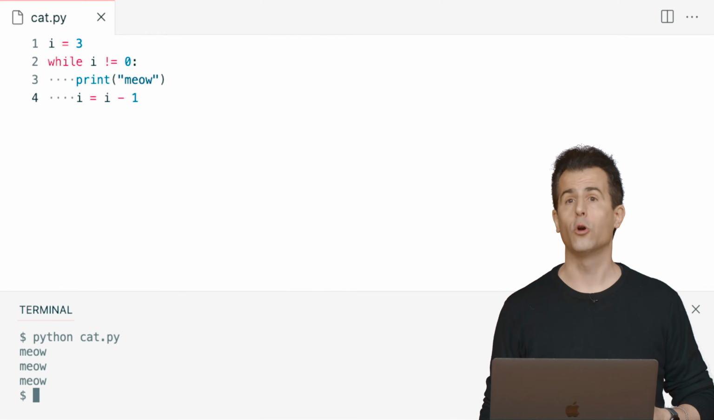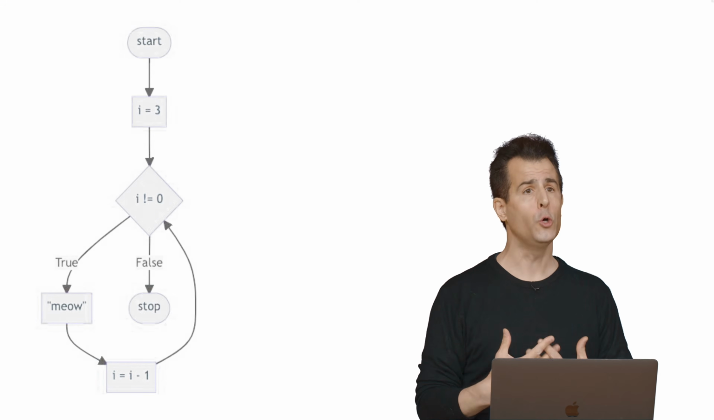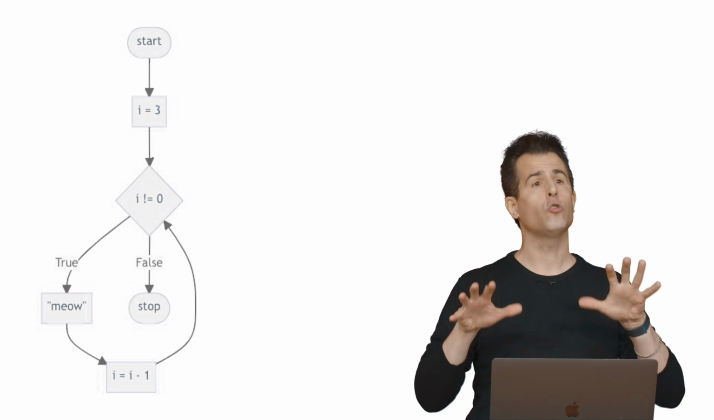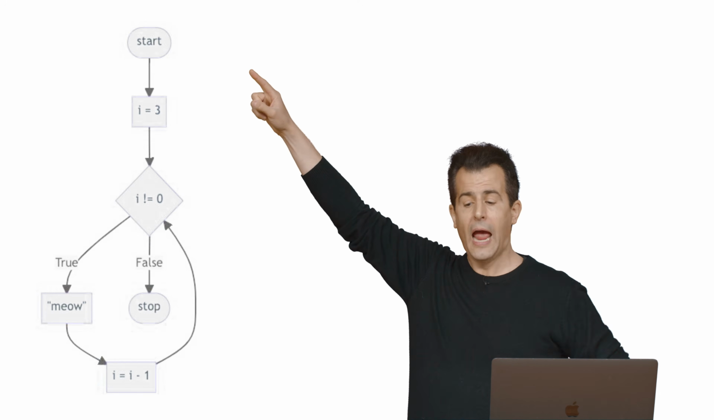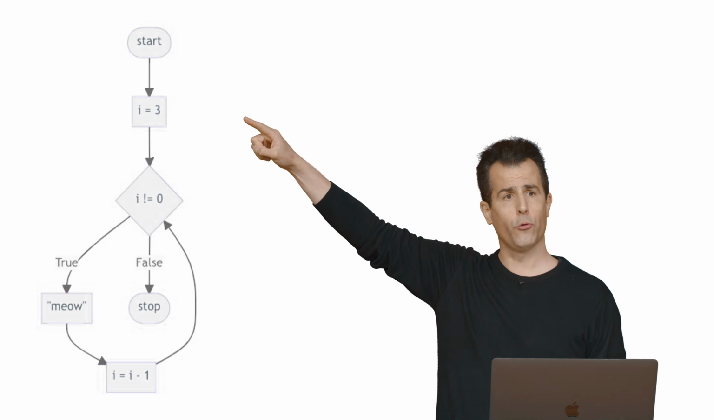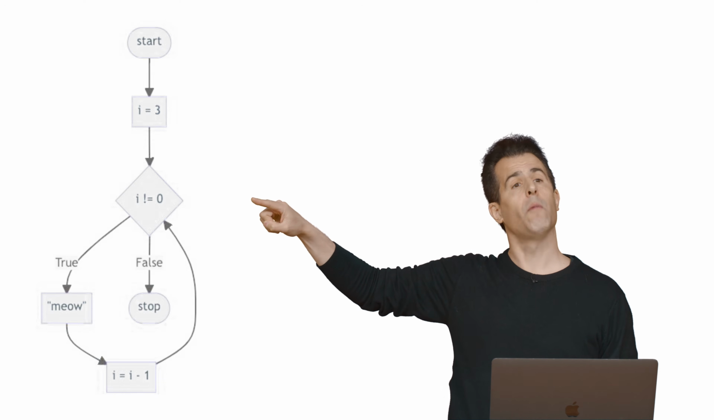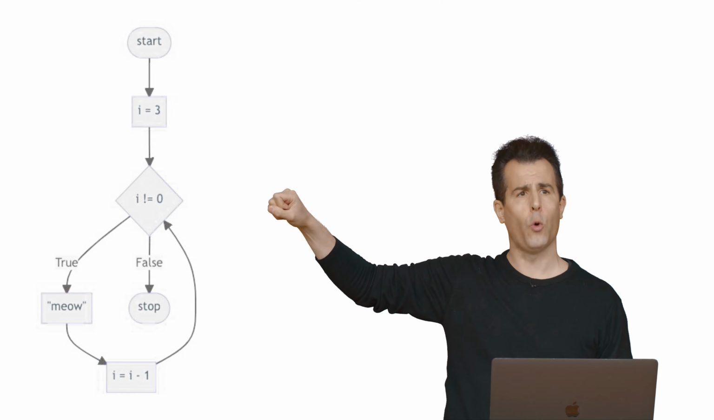Now, for those of you who think a little more graphically, let me pull up one of our usual flowcharts. This is just a representation graphically of the exact same thing. Notice what's happening. I first start the program, and then I initialize i to 3. And then I ask the first of my questions. Again, the diamonds always represent questions.